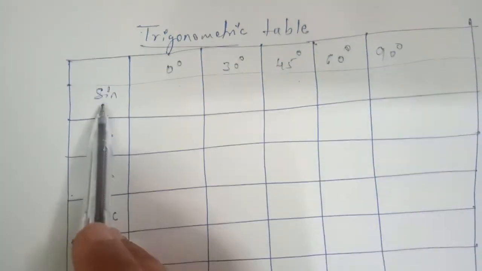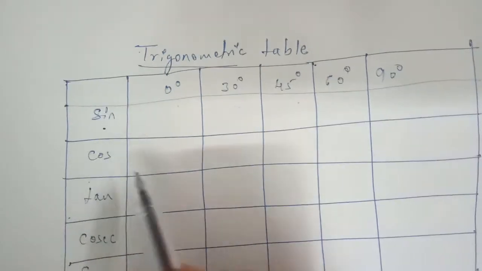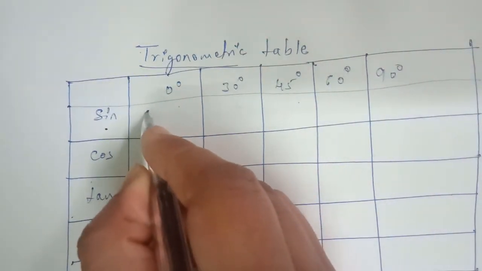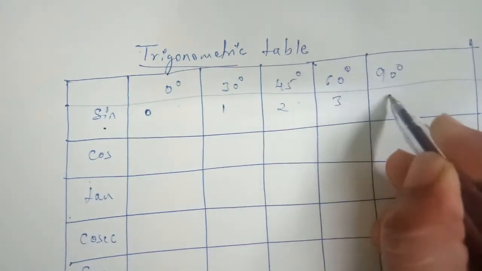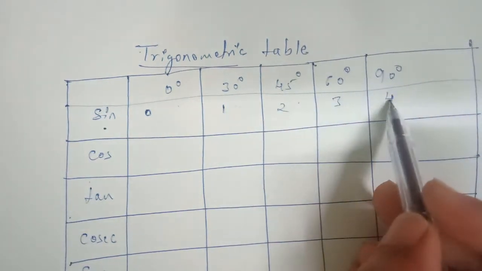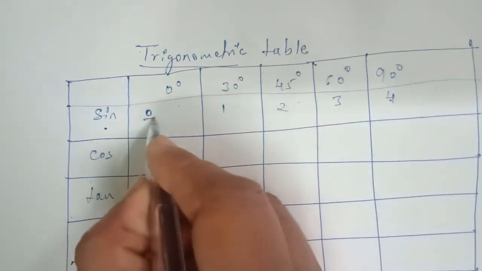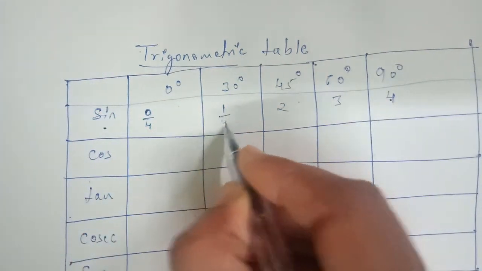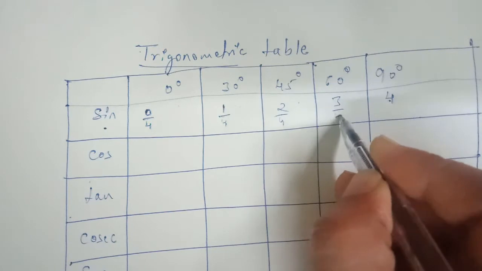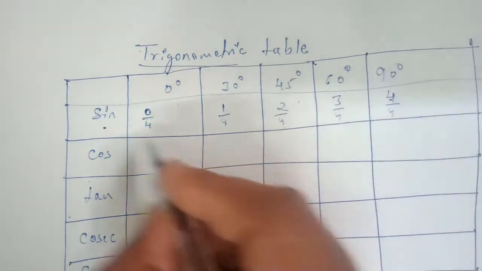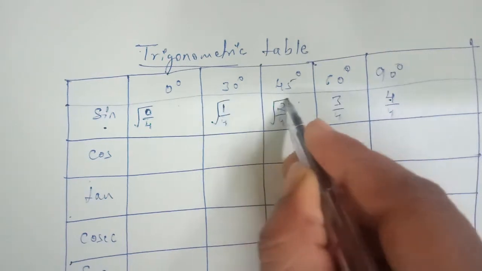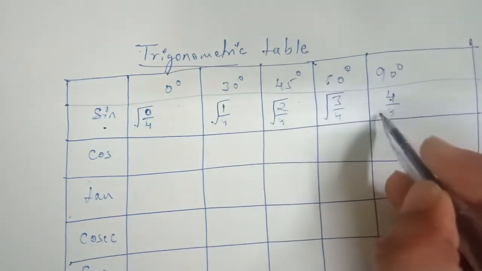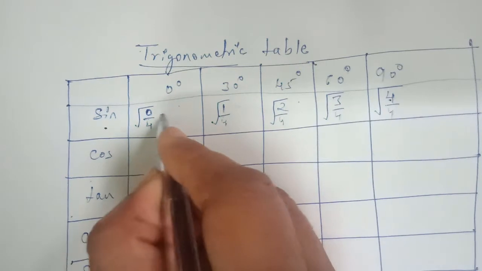First of all, we're going to find the value of sine. For this, what you have to do? You have to write 0, 1, 2, 3 and 4. Since we have the last number 4, we're going to divide all the numbers by 4. 4, 4, 4 and 4. And take the square root of all of them. And then we're going to do the calculation and write the main values.